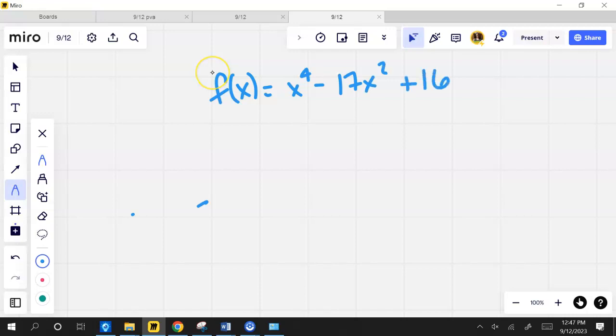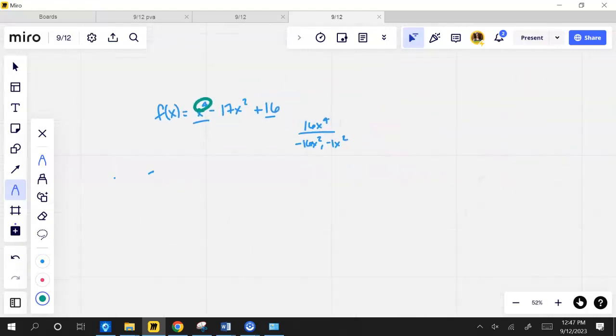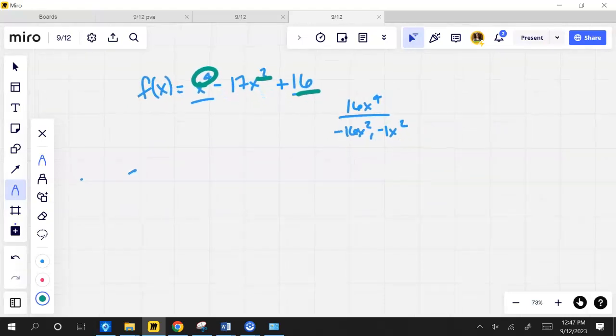So this is that quadratic form that we can do again, right? You know what I'm talking about? All right, so what multiplies to 16x to the fourth but adds to negative 17x squared? Negative 16x squared and negative 1x squared. Because when it's even, half, and constant, you can do it like normal.